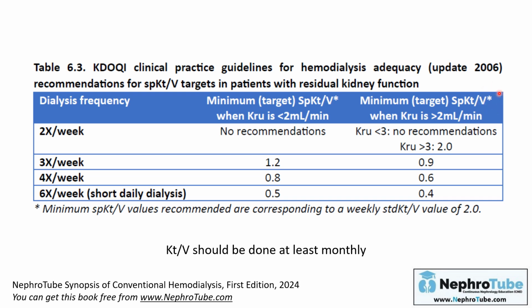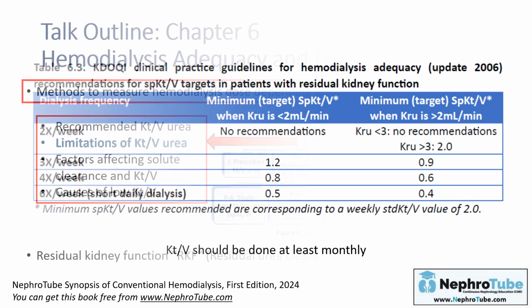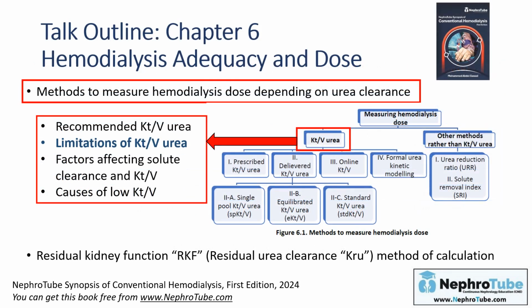An important point here is that these values of single pool Kt over V, the recommended values here, correspond to a weekly standard Kt over V urea value of 2. So if you reach these targets, it is equivalent to having a weekly standard Kt over V of about 2. Second point that I want to cover is limitations of Kt over V.